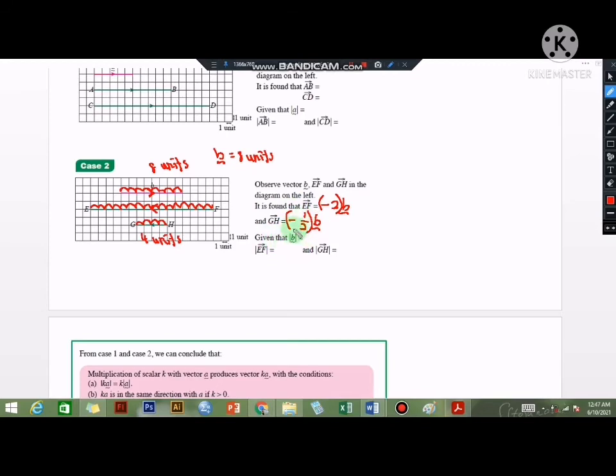Now the question asks you to find the magnitude of the vectors. The magnitude of vector B we already calculated, which is how many units? 8 units. Now let's look at the magnitude of vector EF. How many units? We already calculated, there are 16 units. And vector GH is 4 units. We are done already. That's it. This is how you do it.